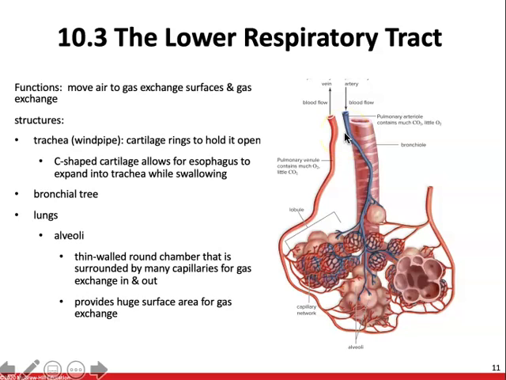This is going to prevent the trachea from collapsing. The C shape, the reason why it's not a perfect O, is that the C shape allows the esophagus to expand into the trachea when swallowing. Now, the trachea is going to be lined with pseudostratified ciliated columnar epithelium and goblet cells.